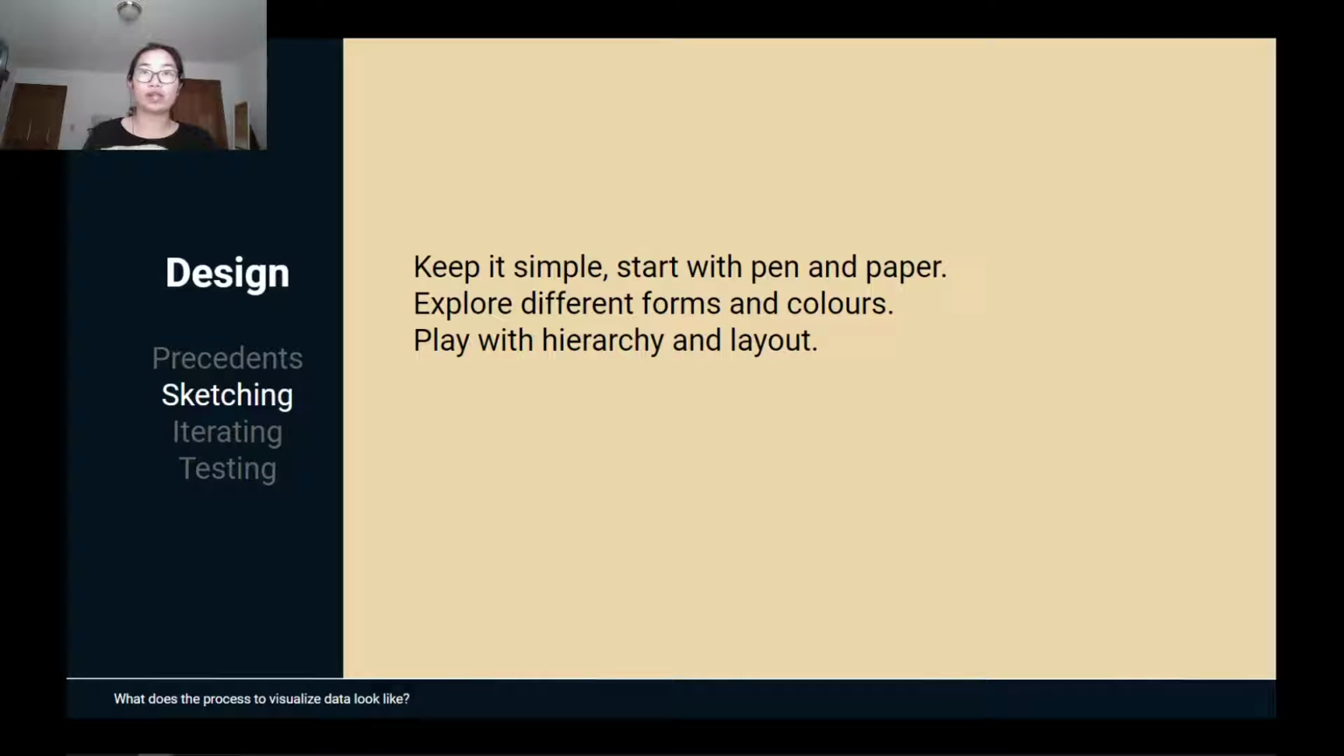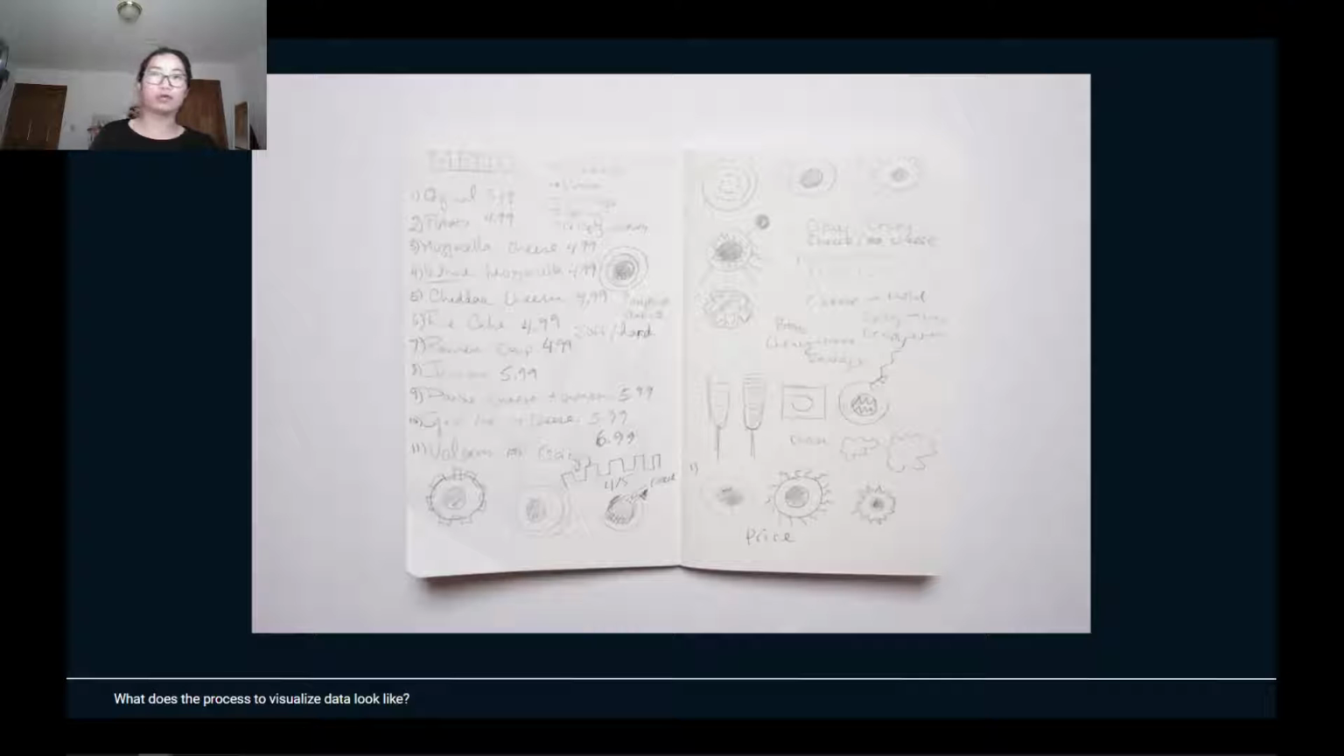Next is sketching. It's really important during this phase that you don't hold back. You can do sketching really easily on pen and paper, and it's important to explore different forms and colors, and play with different types of layouts and hierarchy. When I was sketching for the menu project, I drew a lot of weird ideas that looked really awful. It looked like a cell to me, but it became a base idea that I built on. It's important to sketch out ideas, because once you have it on a piece of paper, you can develop it further and you can understand how you react to it.